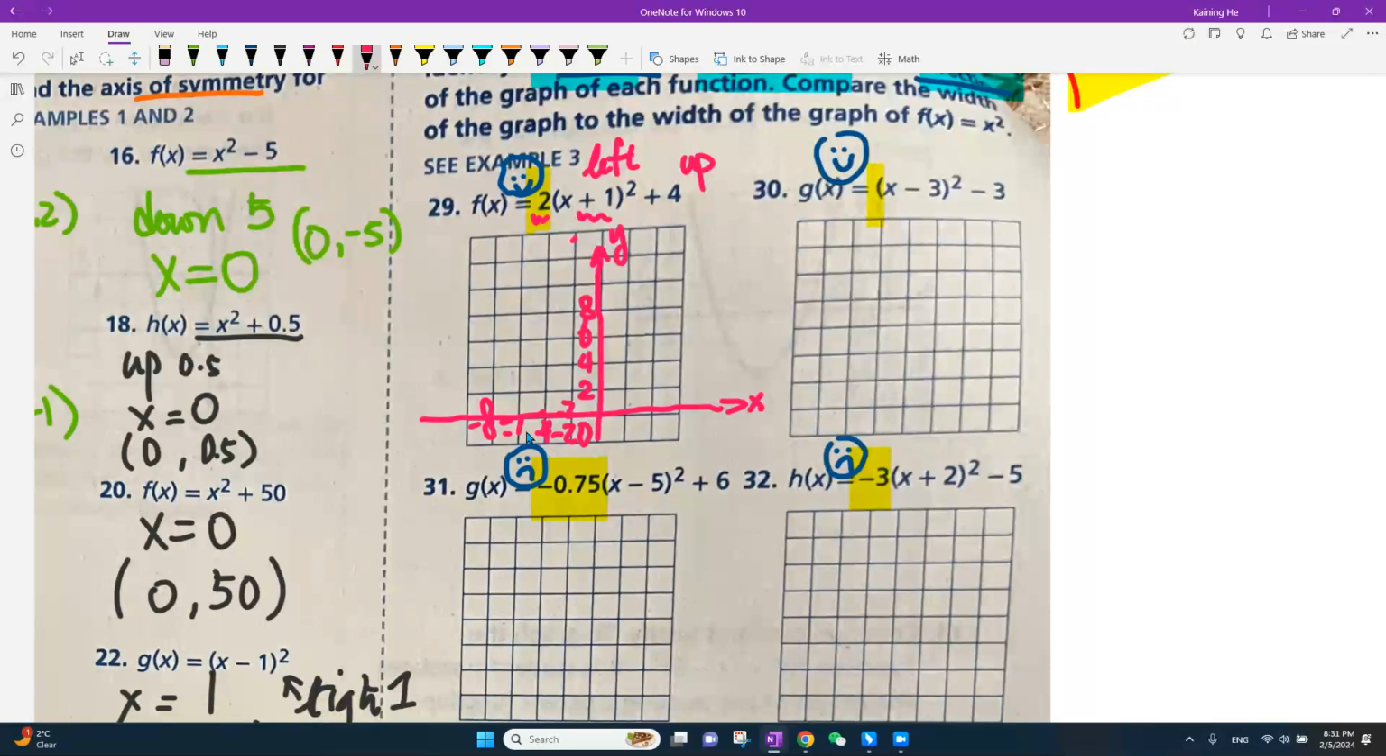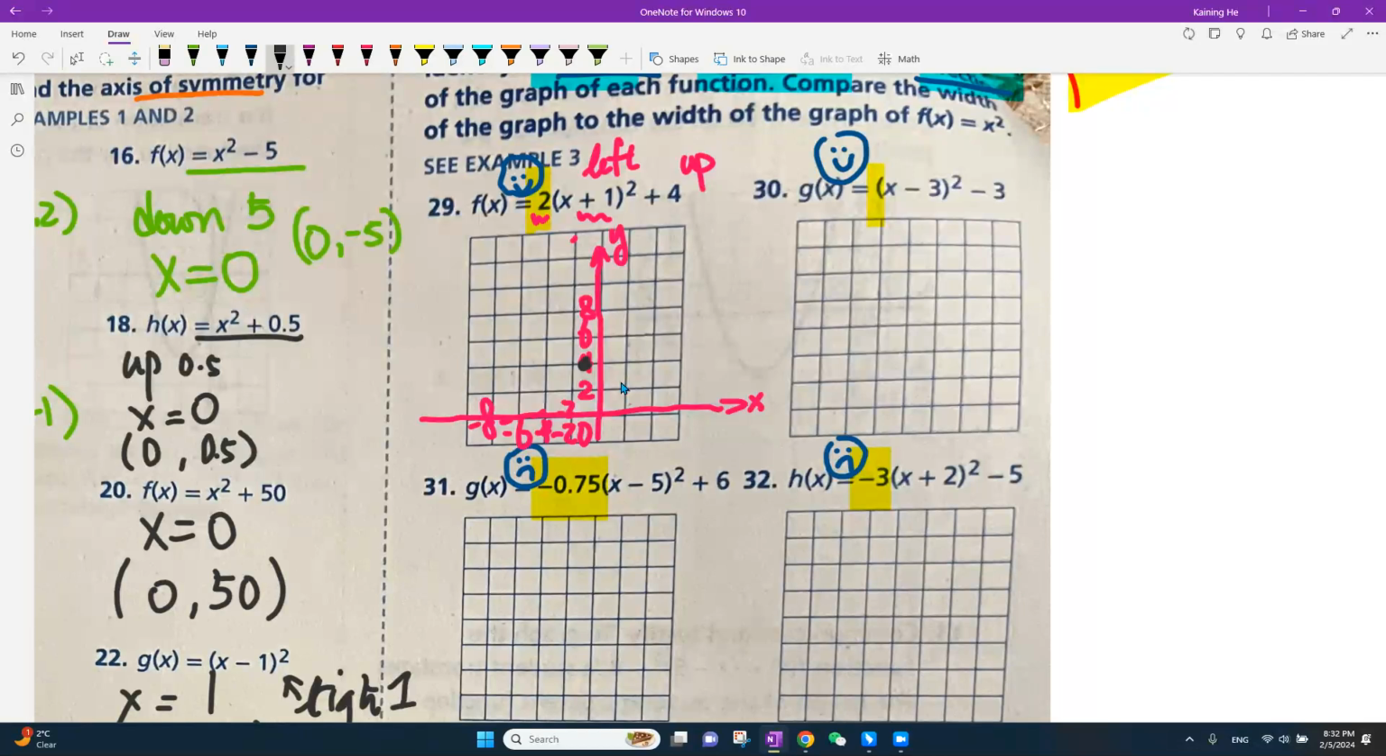Okay, so tell me, if I plug in that, I already know that I go left by 1 and go up by 4, so that means I should have something right here to be my vertex. Again, left 1, up 4. And then let's go ahead and try. If I plug in 0, what would I have?